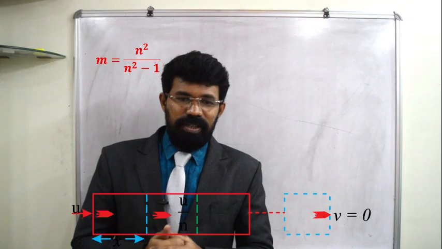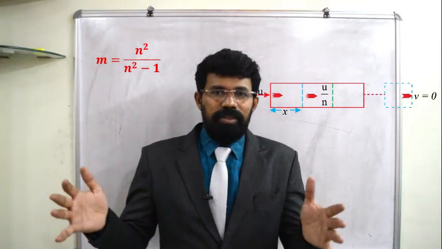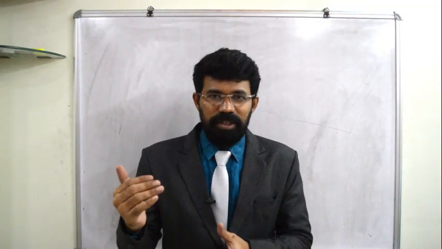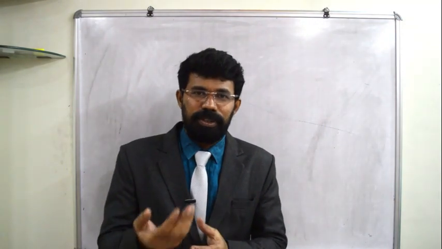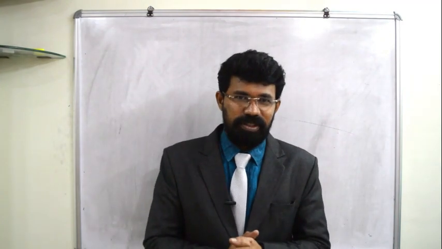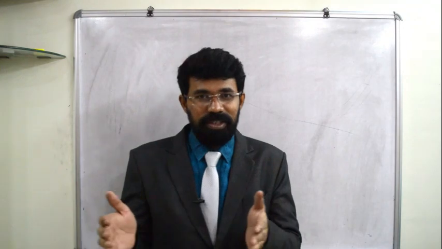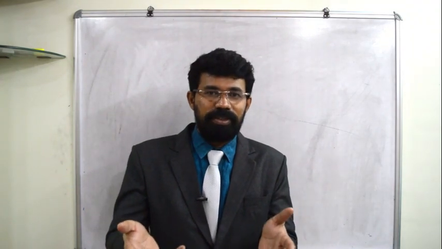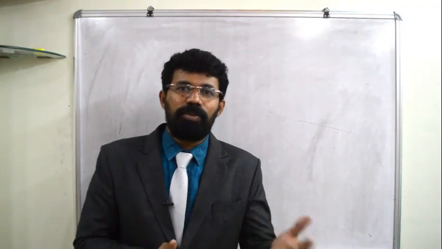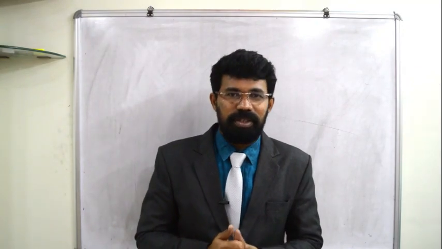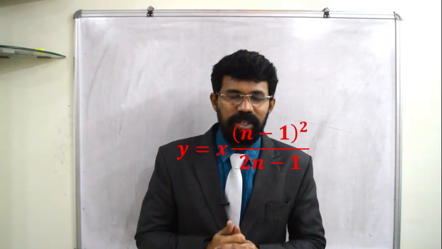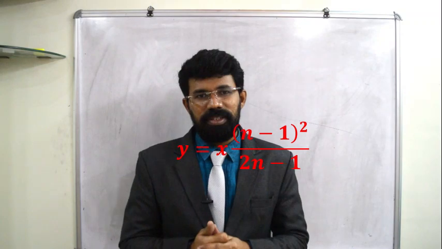See, if you have taken a wooden block, and in that block the bullet penetrates a distance x and its velocity is reduced by 1 by nth, how much further distance does it have to travel to come to rest? This case was also discussed. We assumed it has to travel a further distance y to come to rest. The equation is y is equal to x into n minus 1 whole square by 2n minus 1, isn't it? And this is the picture.